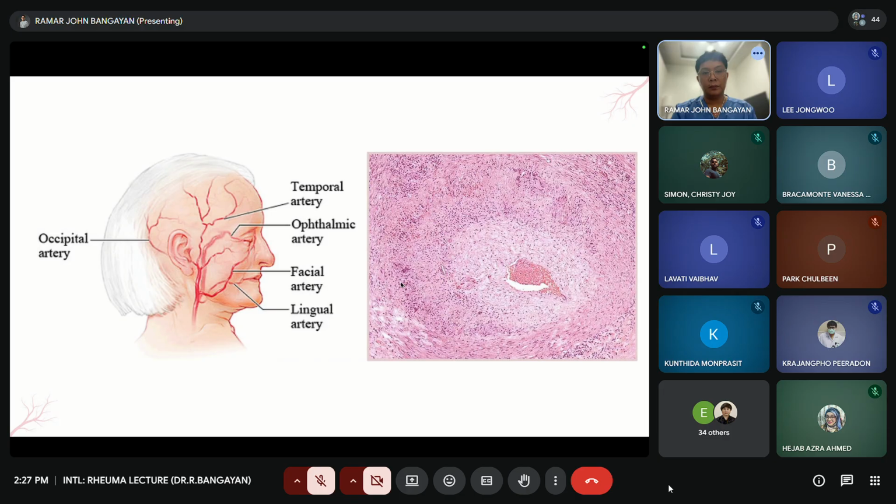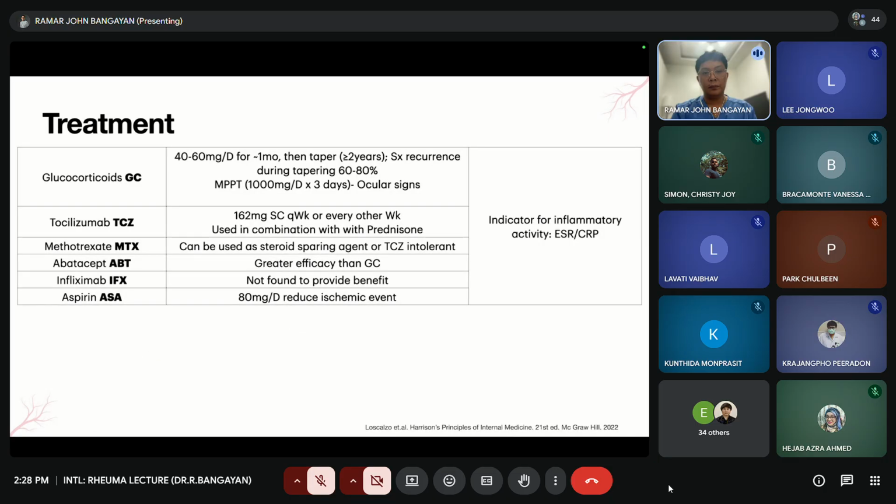Okay, so as a tributary or a branch of your temporal artery, of your aorta, your carotids, your subclavian, it can affect other surrounding vessels. So this can also cause occlusion leading to an ischemic event or cerebrovascular accident. So again, the management is glucocorticoids and biologics.